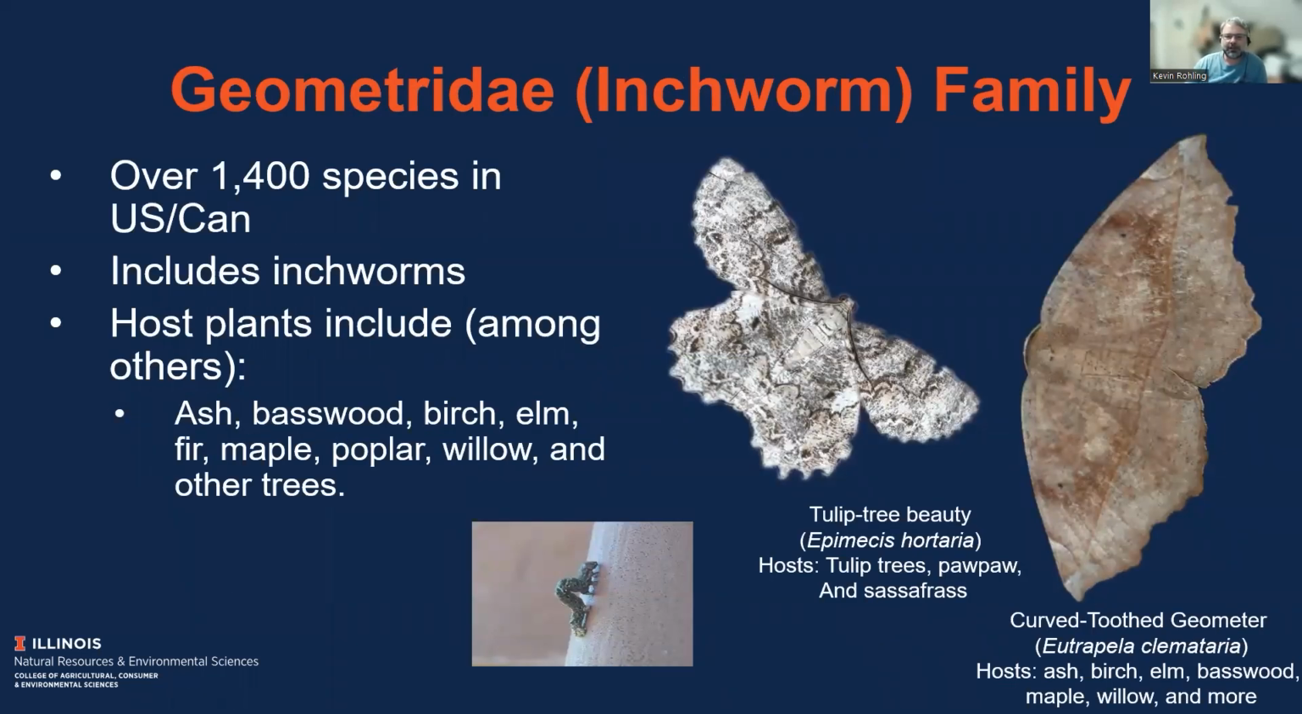Up next, we have another very large family, the Geometridae, or the inchworm family. So this one has over 1,400 species in the US and Canada and feeds on many different deciduous trees. Couple highlights here, the tulip tree beauty, which as the name implies, uses tulip trees as one of its main hosts, but also pawpaw and sassafras. Then the curved-toothed geometer, with hosts being the ash, birch, elm, basswood, maple, willow, and several others.